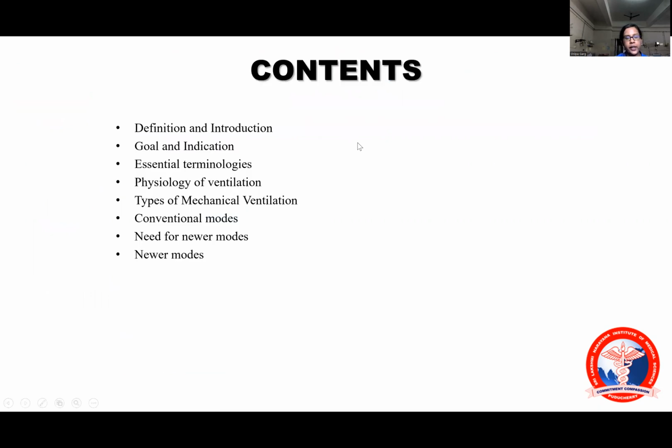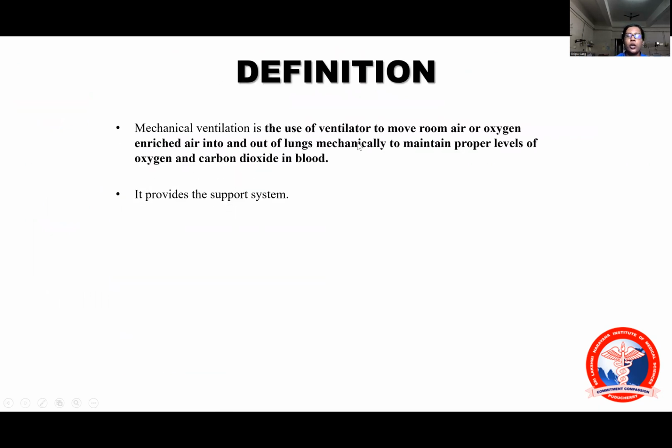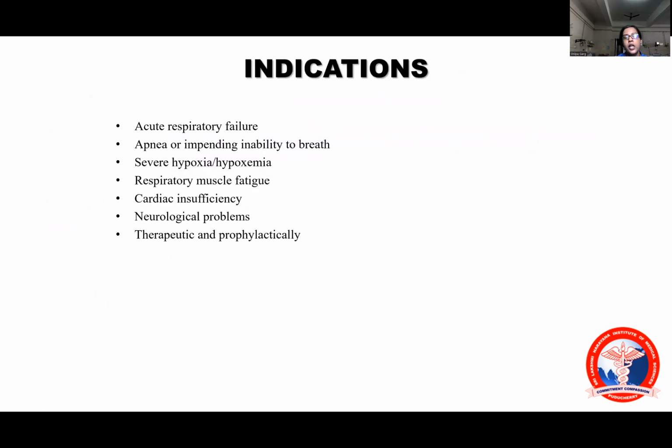So, what are the basics of mechanical ventilation? What is the definition first? We use a mechanical ventilator to remove room air or oxygen from the atmosphere, and then push it into the lungs by providing positive pressure to maintain proper levels of oxygen and carbon dioxide in the blood. So, it's nothing but an extracorporeal support system.